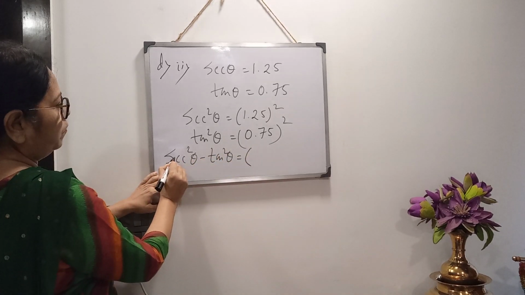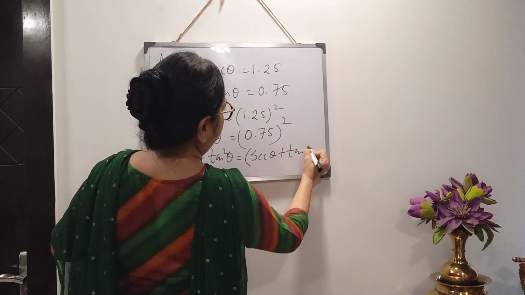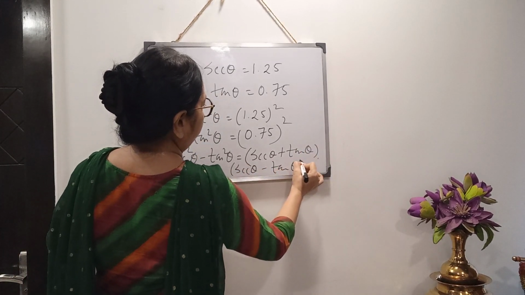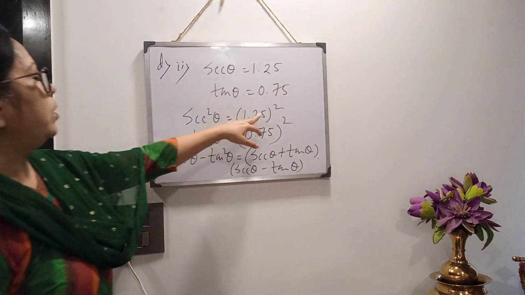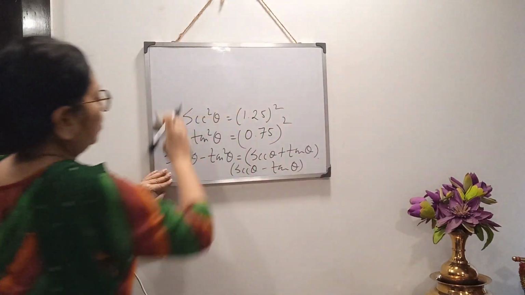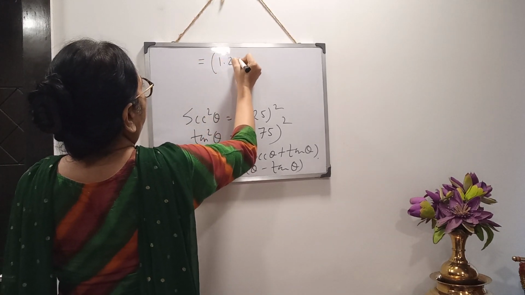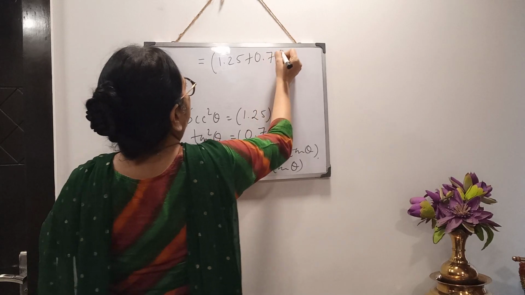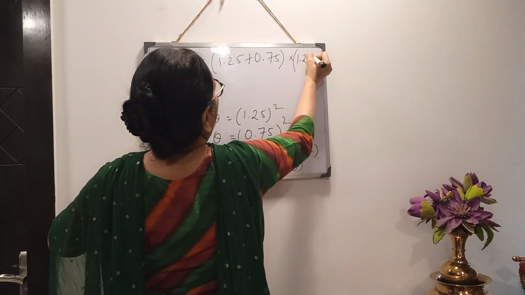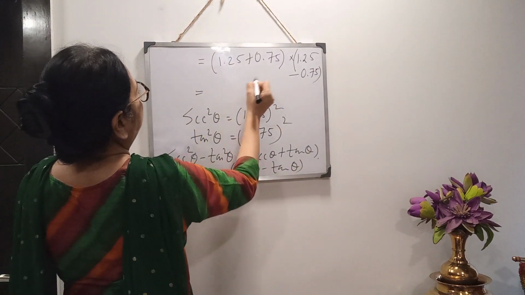Now apply the formula of a square minus b square, it is a plus b into a minus b. It will be easier for calculation. Okay, that's why I have not calculated here the square of 1.25. Now put the values: sec theta 1.25 plus 0.75, into sec theta minus tan theta, that means 1.25 minus 0.75.